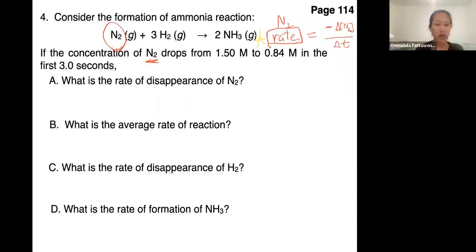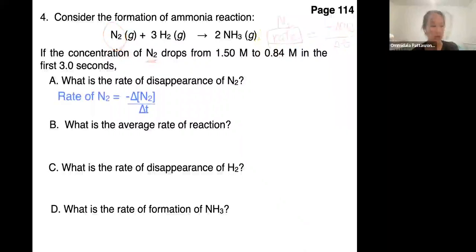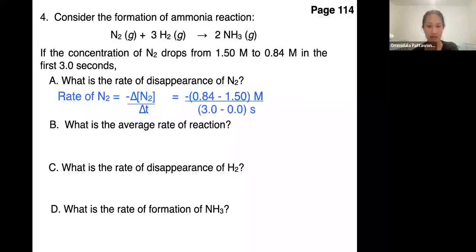So now if you want to calculate this, right? For A, what is the rate of disappearance of nitrogen? What you are going to do is use the final concentration minus the initial concentration divided by the change of time, right? So if you calculate this correctly, you're going to get 0.22 molar per second.